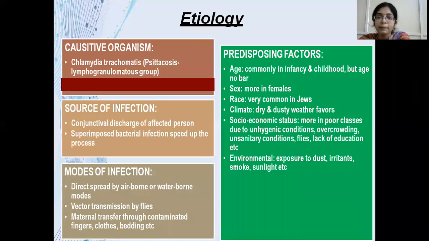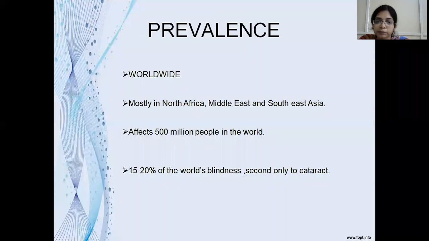Okay, and coming to socioeconomic status, it is more in poor classes due to unhygienic conditions, and also when there is overcrowding or unsanitary conditions. Anything where there is scarcity of water, people don't maintain proper hygienic practices, there is abundance of fly population. All these will lead to forming a major risk factor for development of trachoma in that particular area.